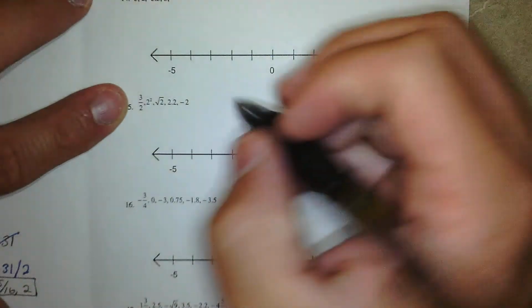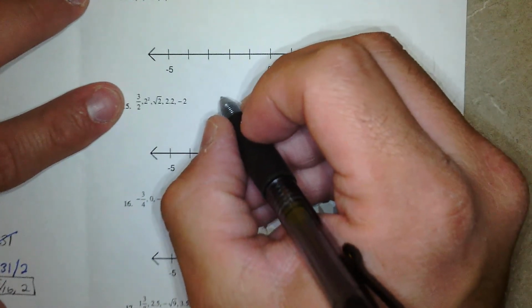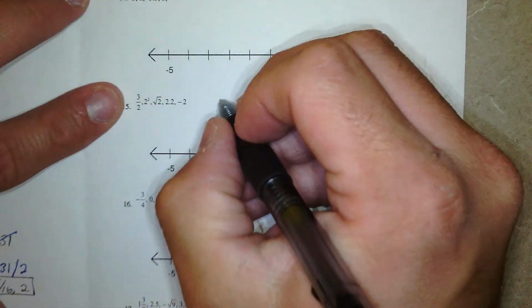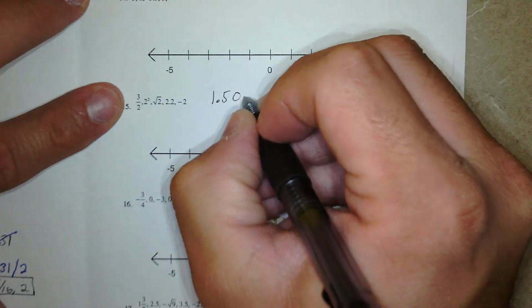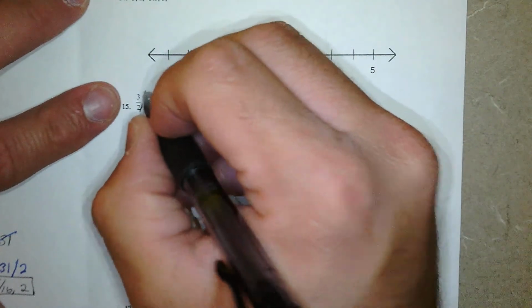So the first thing I'm going to do is the 3 halves. Well, 3 halves, we do 3 divided by 2, and I'm going to end up getting 1.5. I'm going to go to 2 decimal places just to be safe.